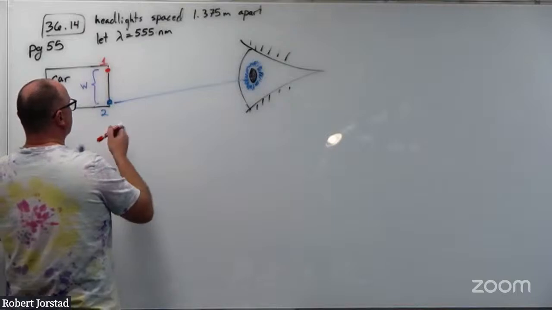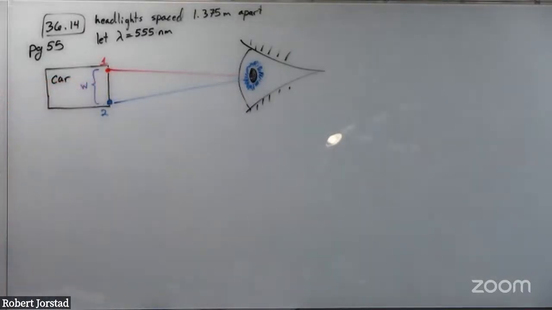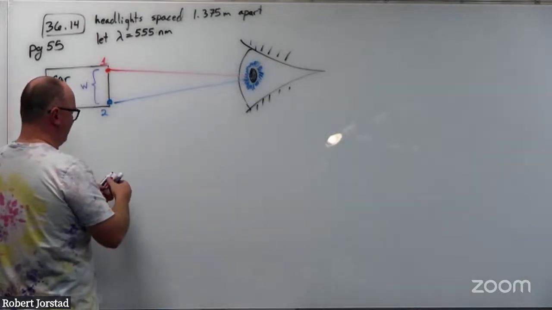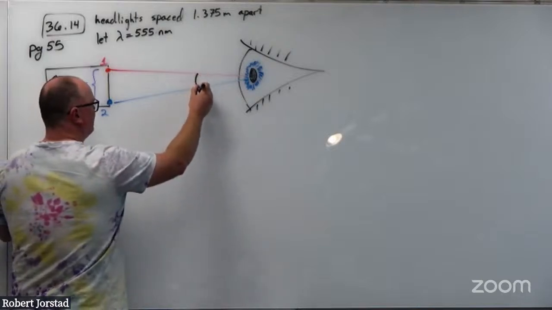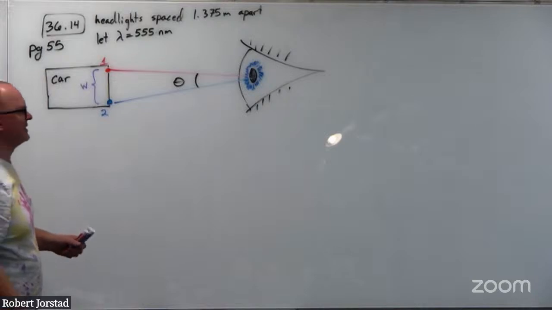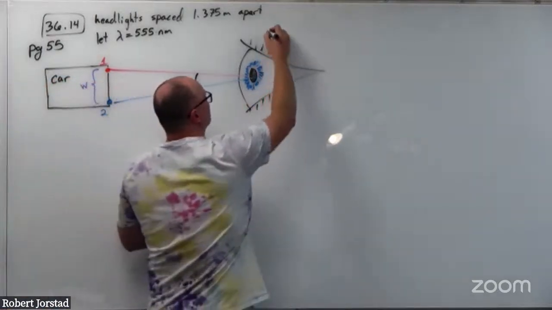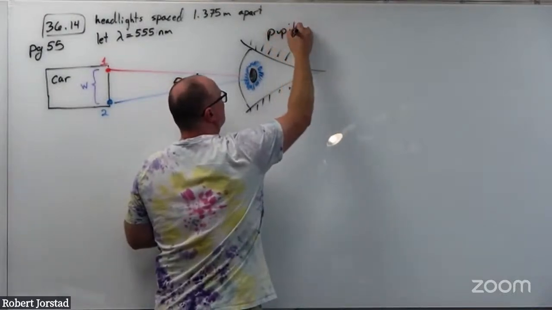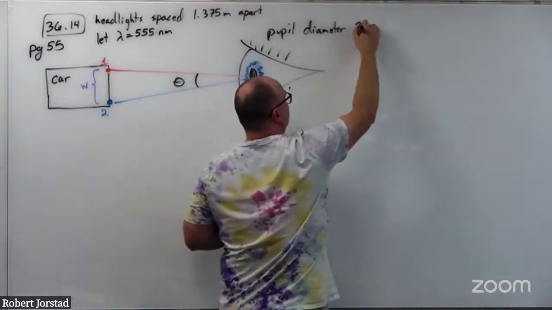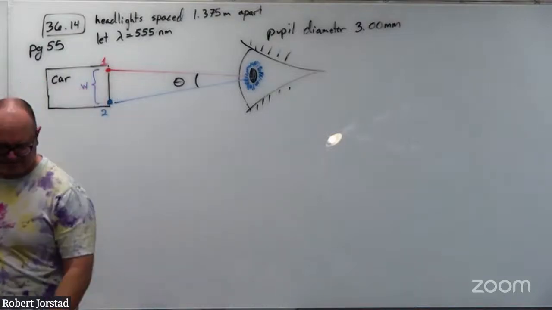So let's draw this picture here. And these problems confused me a lot when I was first learning them, so maybe I'll mention something here. This angle is theta, right? That's the minimum angle to resolve them. Now keep in mind, here's an eyeball over here, and we're assuming that the pupil diameter is 3.00 millimeters. I just want to confirm that.